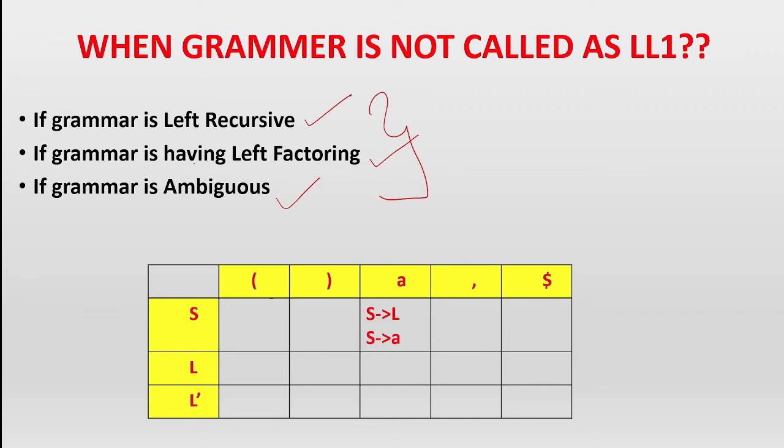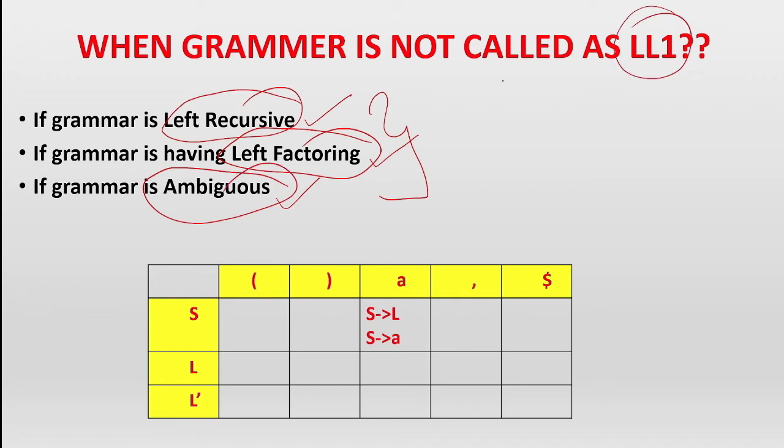Now even if these three are not present, even if your grammar is not left recursive, not having left factoring, or not ambiguous, still it might not be LL1. There is a possibility that even after not having all these three things, you can still say that the grammar is not LL1. Now what is the fourth reason? You have to draw the parsing table. Without drawing the parsing table, you won't come to know whether it is LL1 or not.